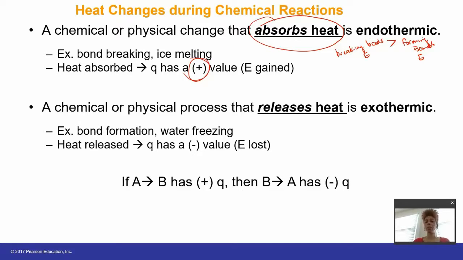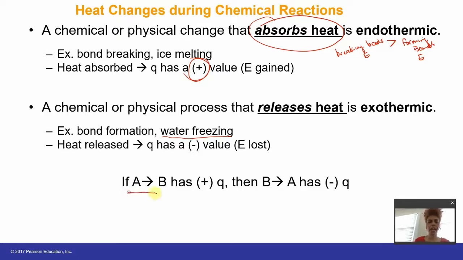Whereas a chemical or physical process that releases heat is going to be exothermic. And what do we mean by that? We mean that the forming of bonds in a chemical reaction is going to be greater than the breaking of those bonds. So if we're talking about freezing water, we have to release heat. So here, note that a chemical or a physical change can be considered endothermic or exothermic, all right?